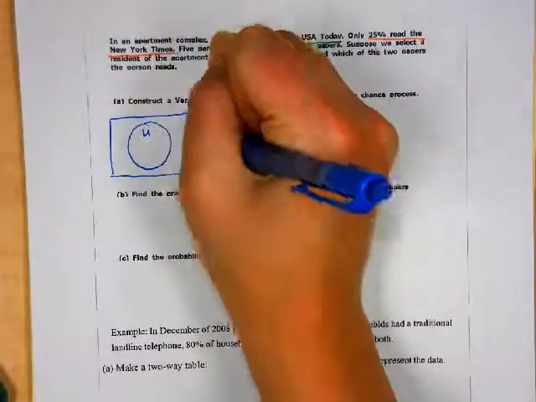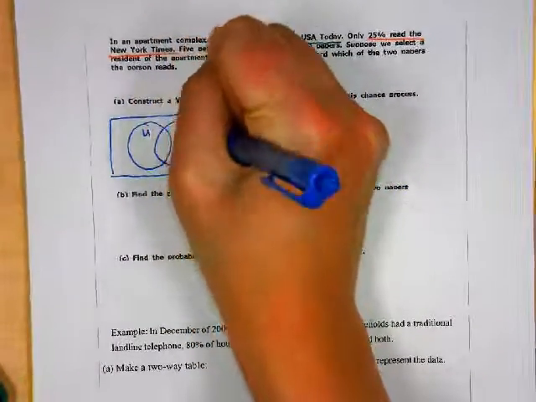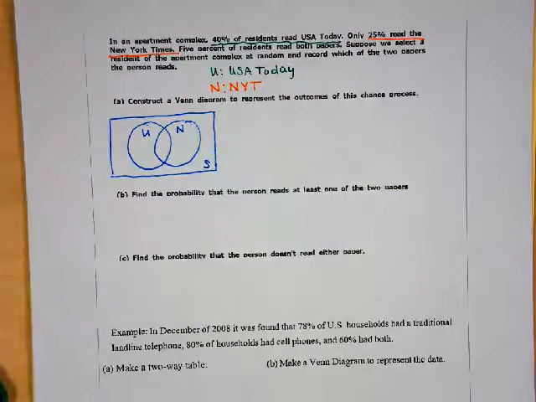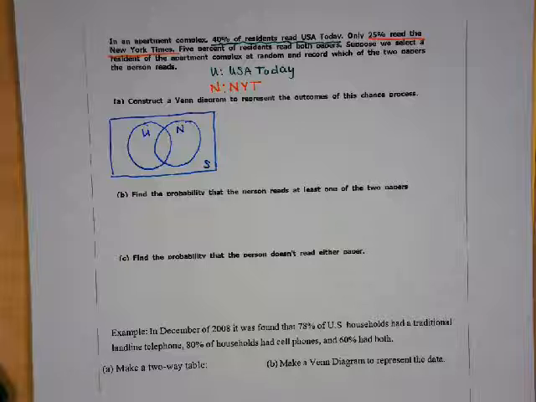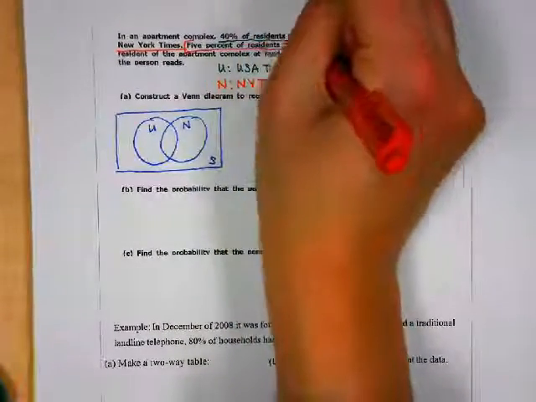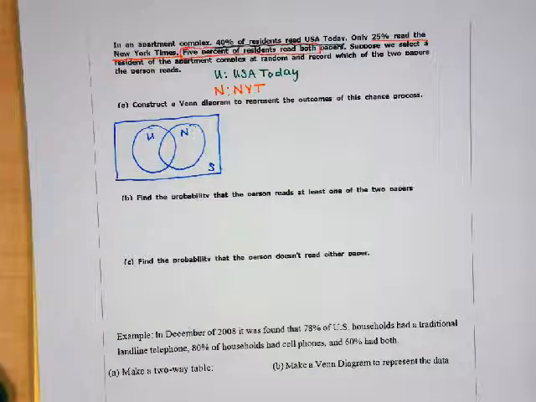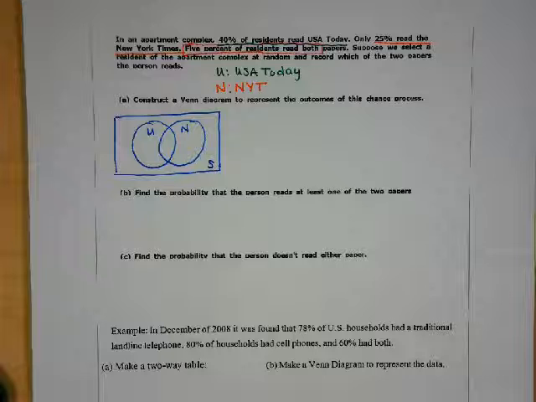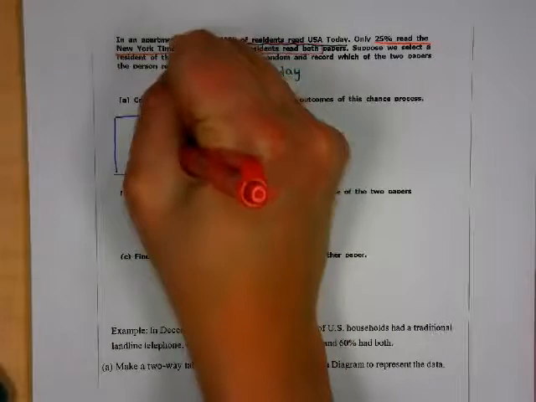Now, anytime you make a Venn diagram, you want to start with the overlap. So if we go back up to our paragraph, it tells us 5% read both. So that is the number I'm going to start with when I fill in my Venn diagram. 5% as a decimal is 0.05. I suppose you could leave it as a percent. I tend to change them to decimals.